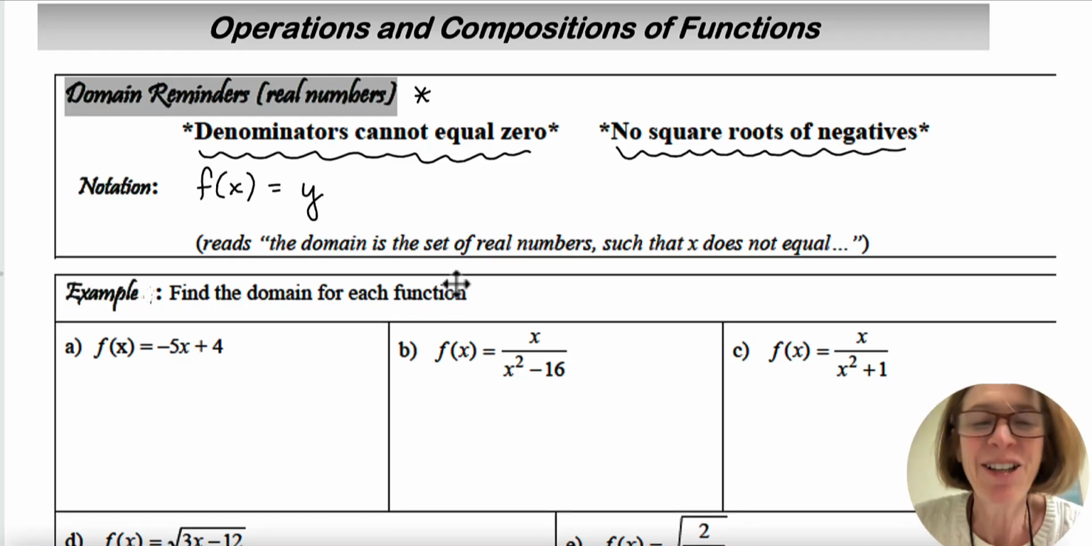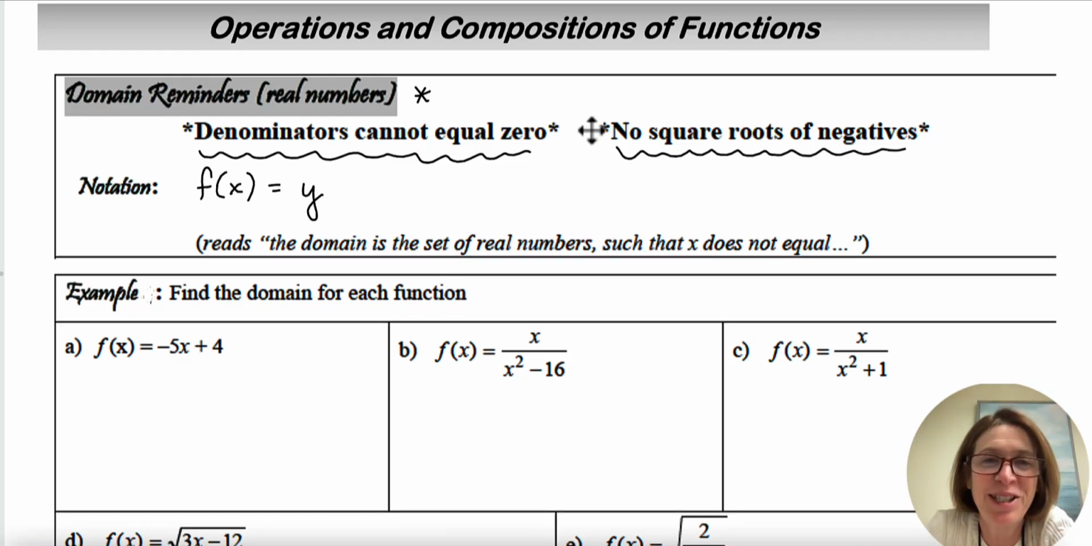Hi everyone. So today it's Coach Fred here, and today we're going to be talking about operations and composition of functions. So some new stuff, some old stuff, and new stuff together.